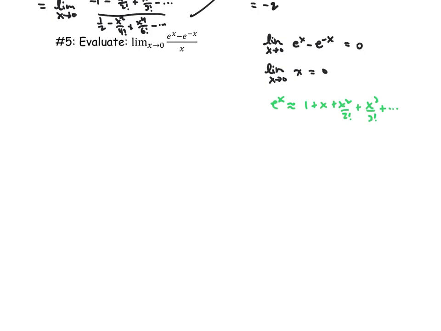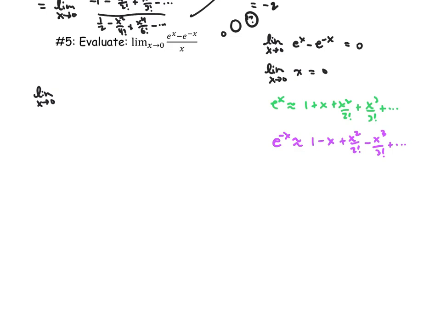E to the negative x, let's do that in a different color. E to the negative x. If I plug a negative x in for every x, I'll get an alternating series. All the odd terms will be the negative terms. Okay, and so on and so forth. Therefore, this limit, of course, would be an indeterminate form. In your brain, you're seeing an indeterminate form, right? 0 over 0. Don't write it on the paper or on the iPad.